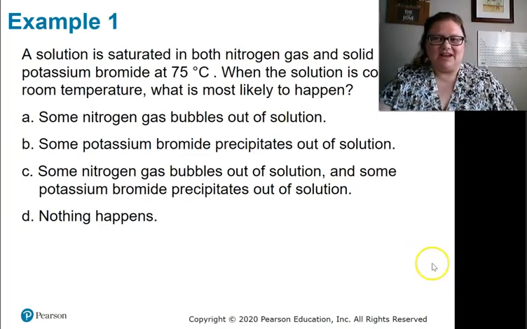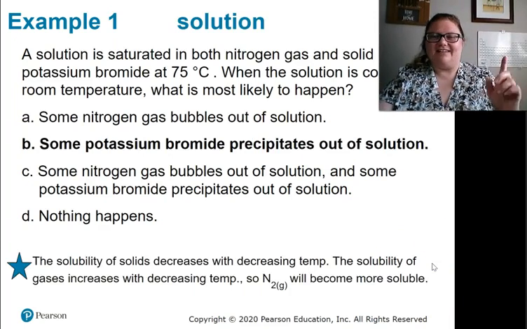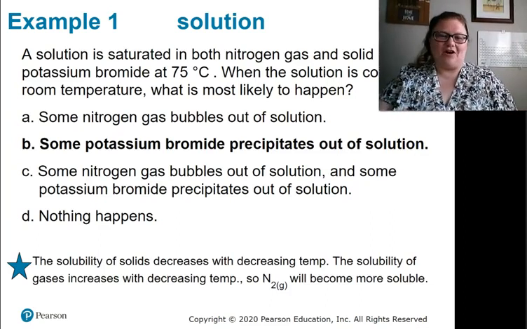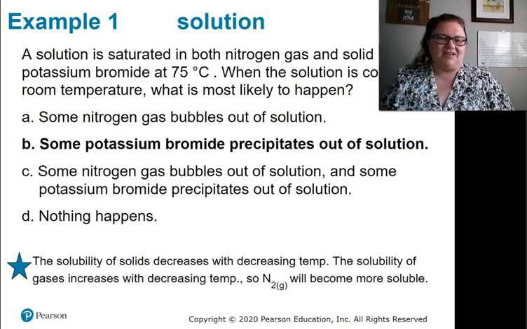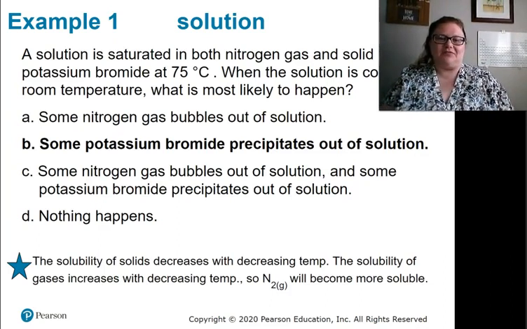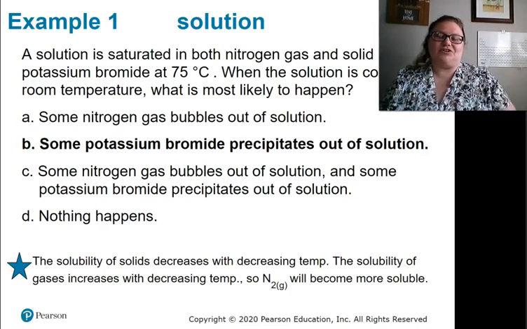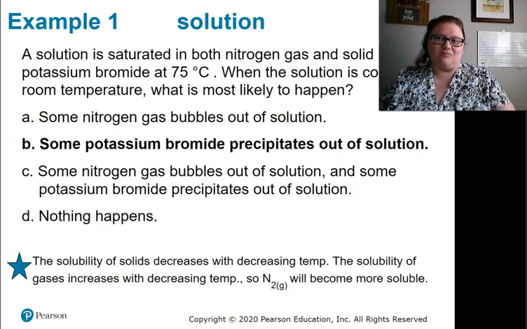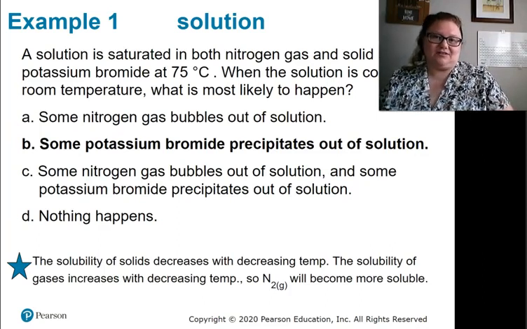All right, let's see what happens. Aha, our solid will precipitate out. So why is that? We have a star at the bottom there just to help you see why B is the correct answer. The solubility of solids is going to be a direct relationship with temperature, and so the solubility is going to go down if the temperature goes down. Solubility being down means it's not staying in solution.